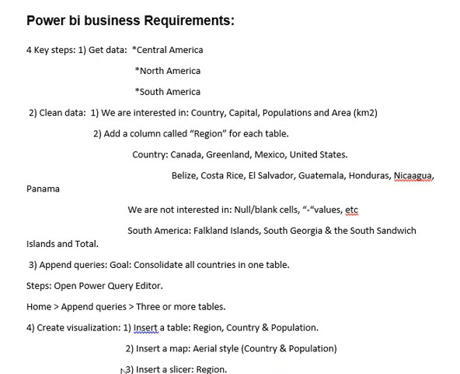And the third one is insert a slicer. In that slicer we need to select region. They want region information, so we need to show that in a slicer. And this is the business requirement sheet. As per this sheet we need to work on the project.